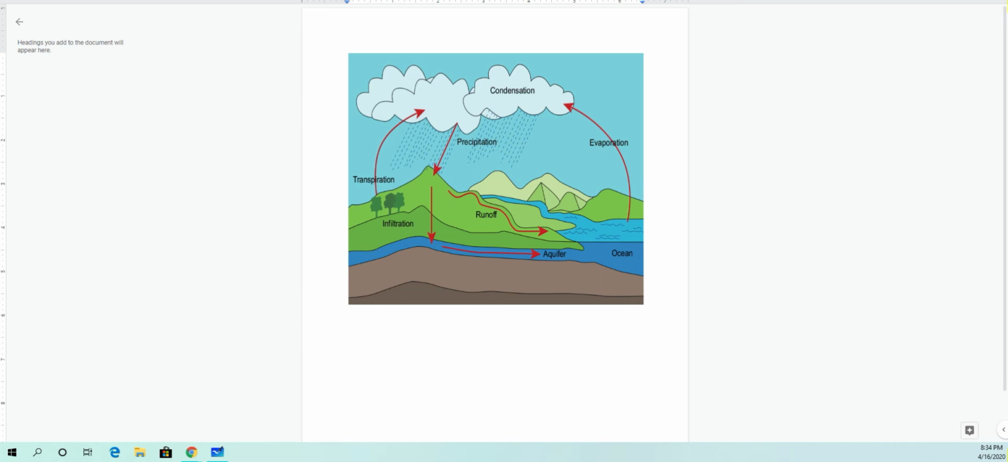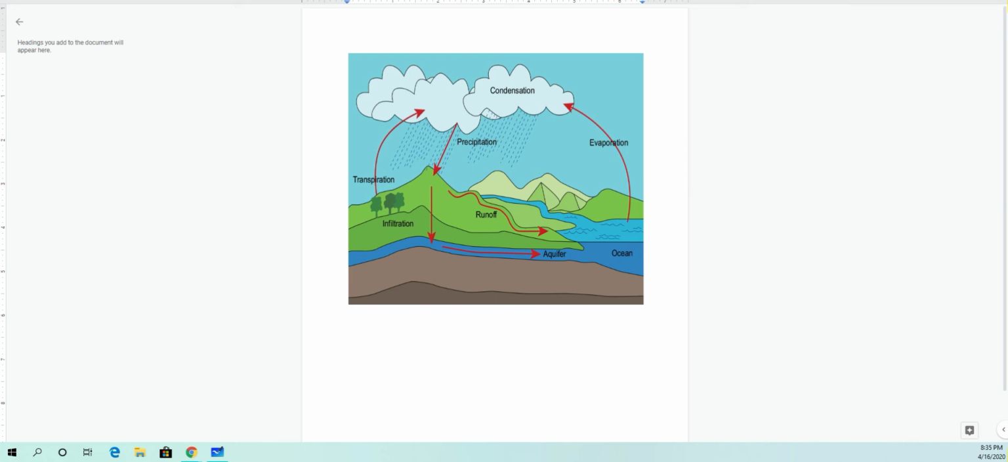Another thing that I haven't really talked about too much yet is the water can also leak through the ground. It can end up on the ground and leak through or infiltrate into groundwater. And you see the aquifer here as well. The aquifer can also run into the ocean. So there's not one way water moves. Water can move in a variety of places like the rock cycle.